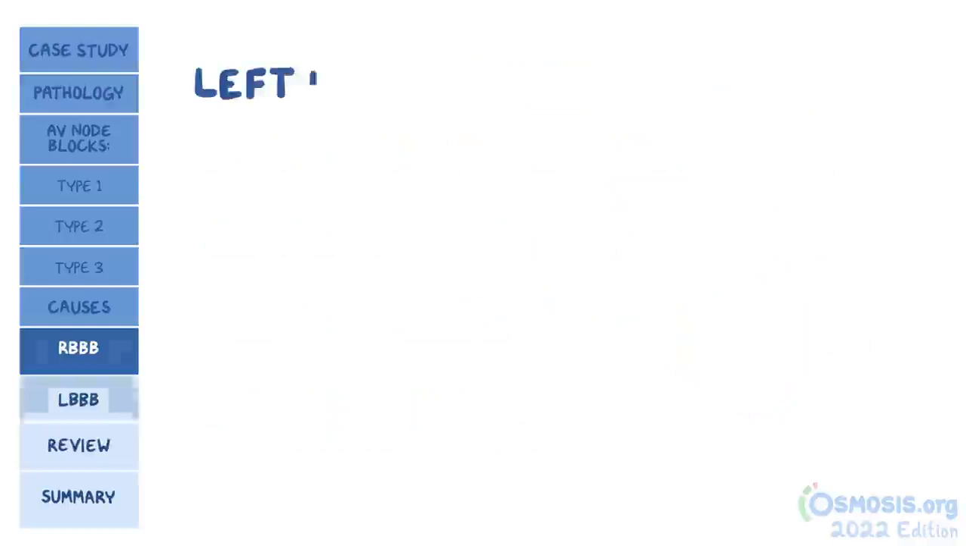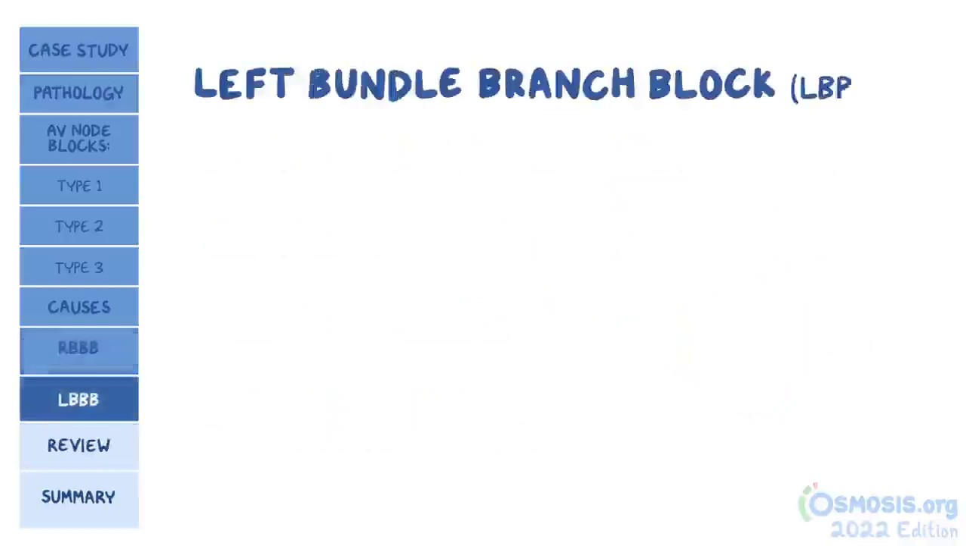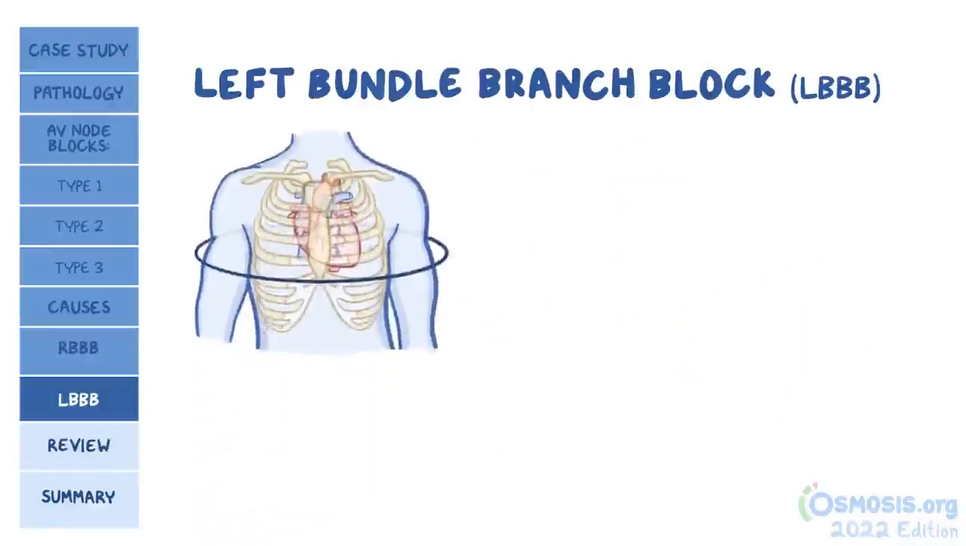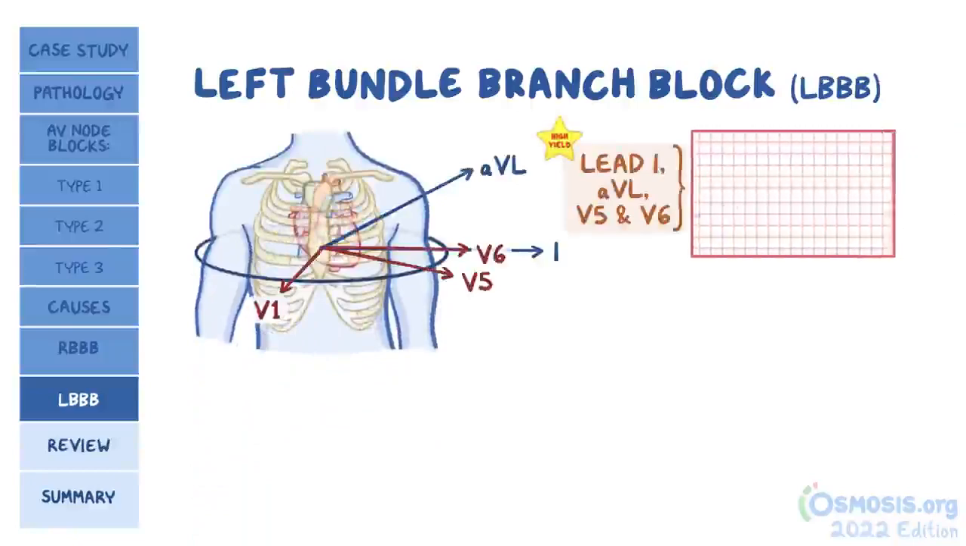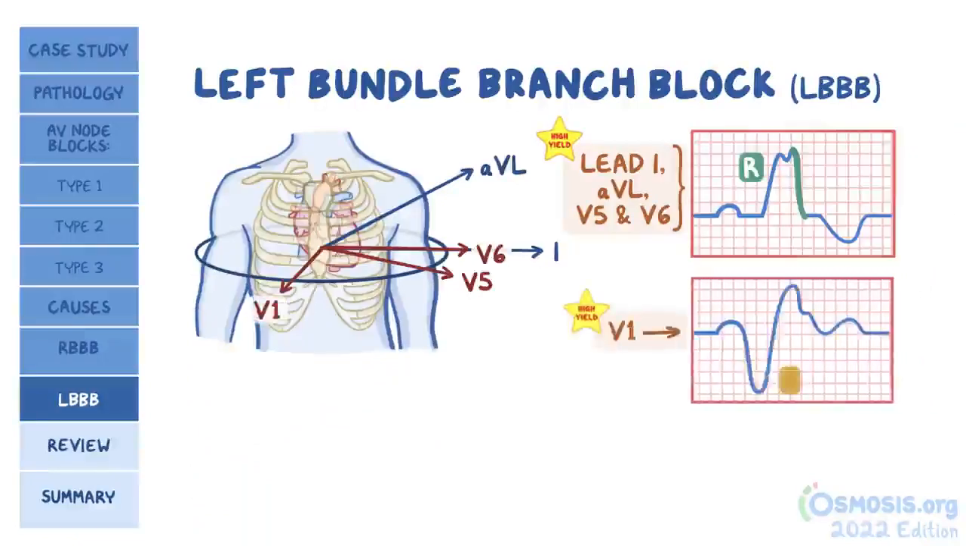Now let's look at left bundle branch block, or LBBB. Similar to RBBB, the QRS complexes will be wide because of the delay in ventricular depolarization. In leads 1, AVL, V5, and V6, tall R waves are present, and in lead V1, broad deep S waves are characteristic. Additionally, there may be ST segment depression and T wave inversion.